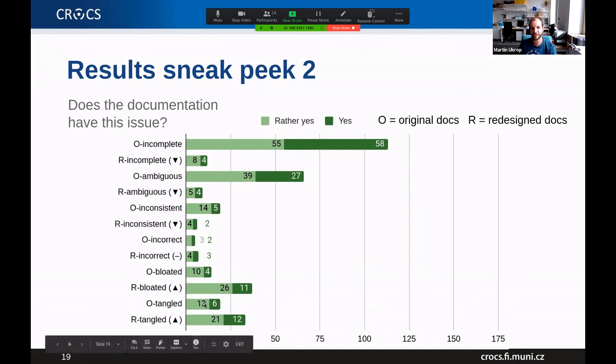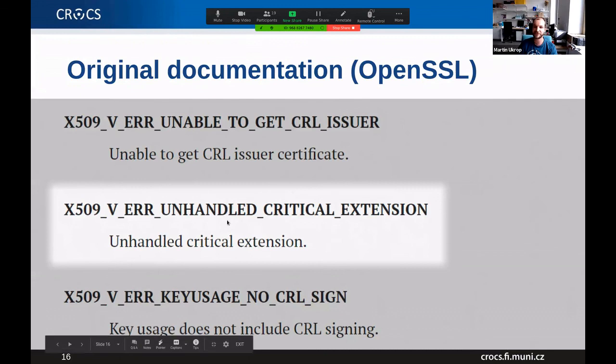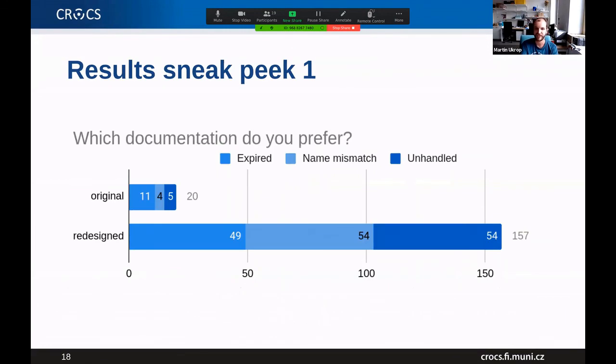It may seem weird to you that there were 14 people that found the original single line documentation bloated. Looking into the free text answers, for example, many of them mention that it's bloated because the text line of the documentation just replicates what's said in the error code. As you see in here, unhandled critical extension is basically said twice. And a lot of the devs didn't like this. And that's why they said that even this documentation seemed a bit bloated to them because just the error code is sufficient.